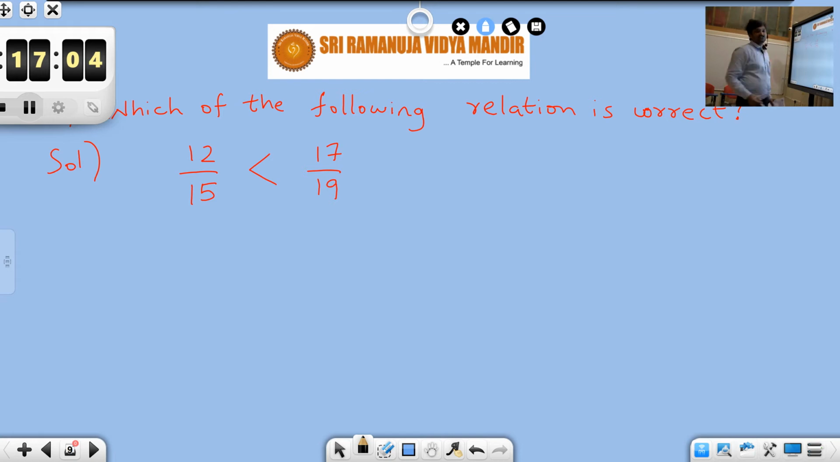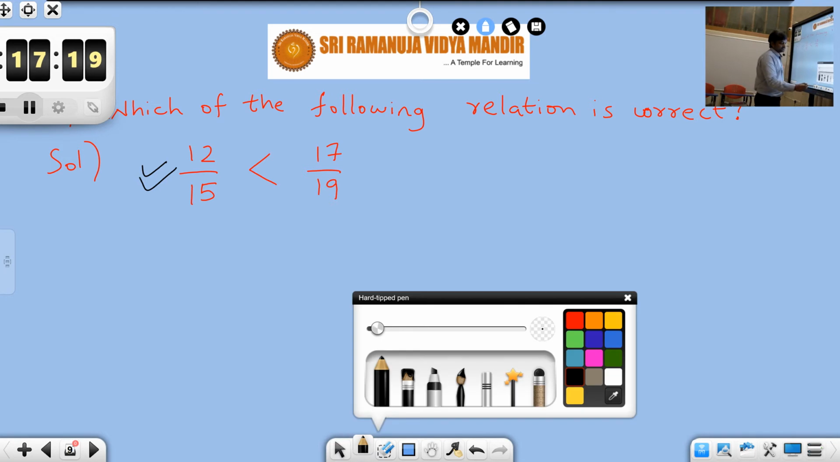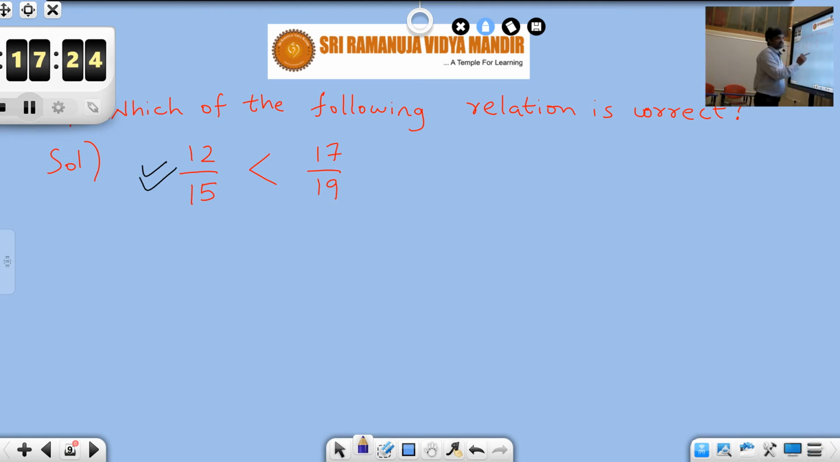Which of the following relations is correct? Here we are given two numbers, 12 by 15 and 17 by 19. So we are asked to find the relation between them. How to solve this? Again, the same example I have discussed in our lecture as well. To find the relation between them, whether it is less than, equal to or greater than, what we need to do is first cross multiply.